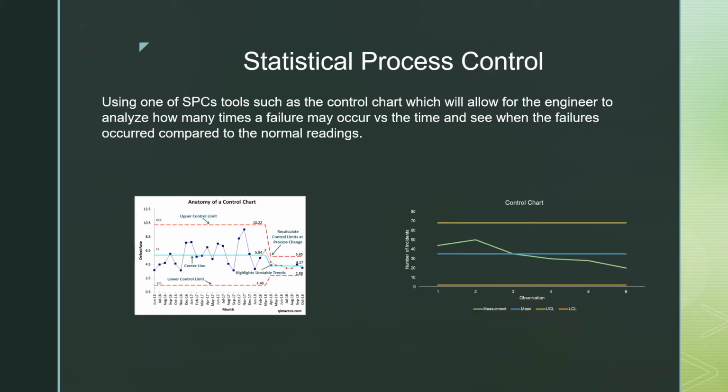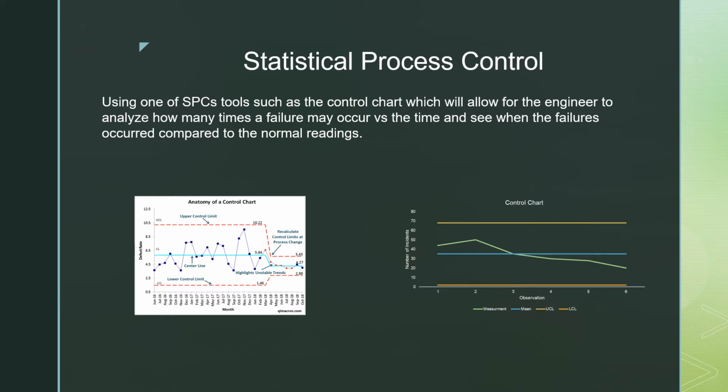On the other hand, SPC also birthed a popular tool known as the control chart, which was capable of analyzing how a process or production changed over time graphically. This allowed the data to be analyzed for how many times a failure may occur versus the time, and to see when the failures occurred compared to the normal readings.